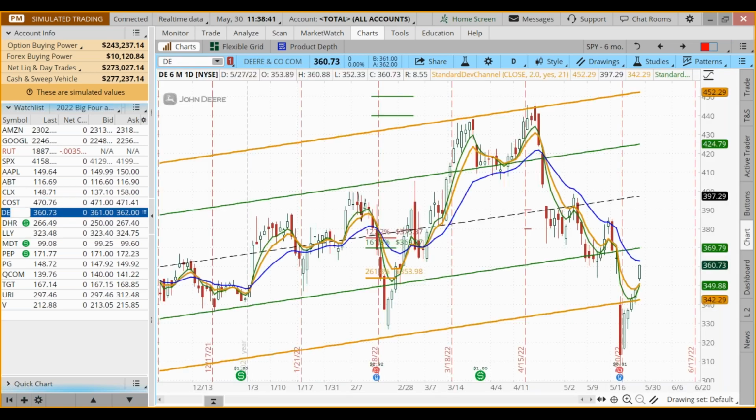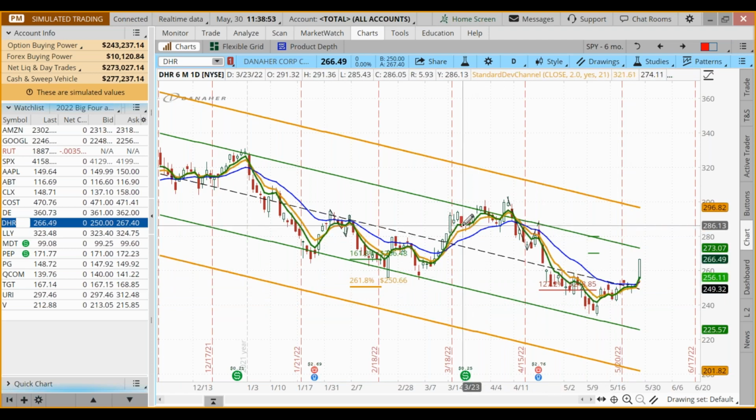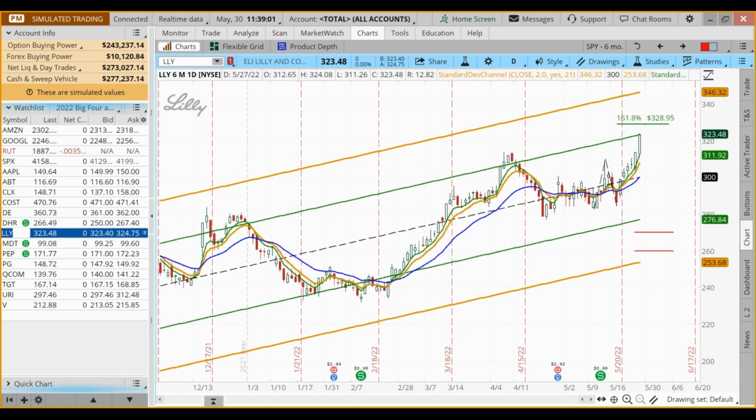John Deere, nope, same thing as Costco. Danaher, I'd like to see the 5. See, the green line here is the 5-day. The gold line is the 8-day. I like to see the 5 over the 8. Eli Lilly, we did get in on a measured move here. So it passed through the 127. A lot of times when it passes through the 127, it'll go to the 161, and that's the one I'm targeting right now.